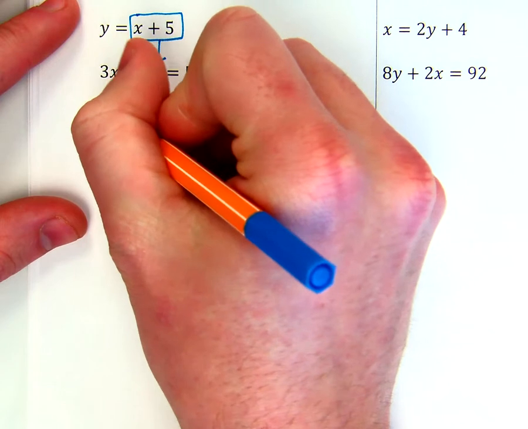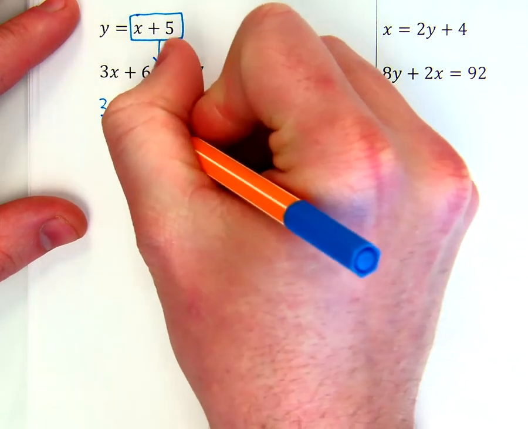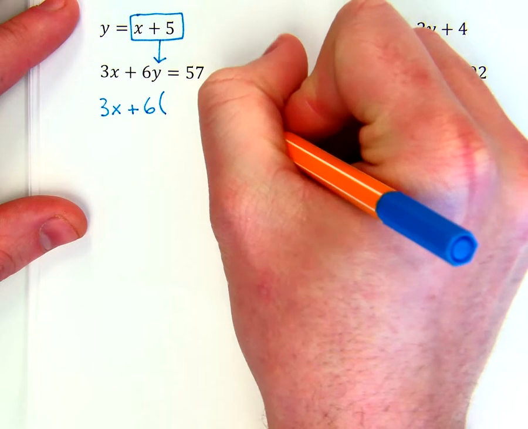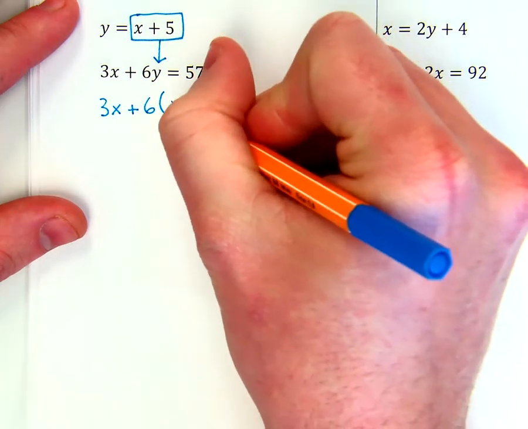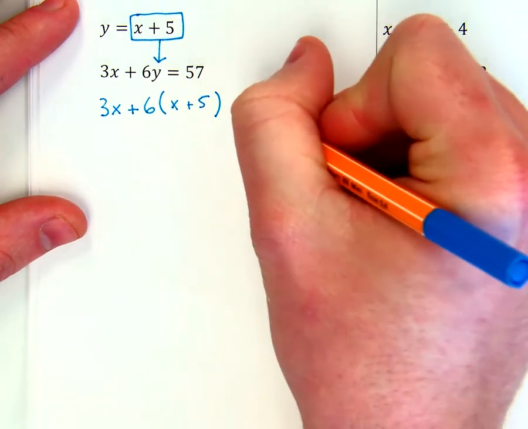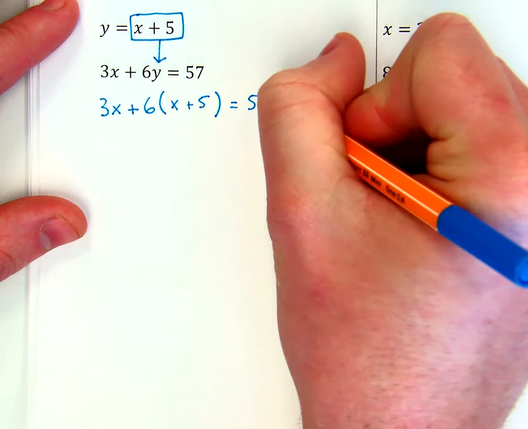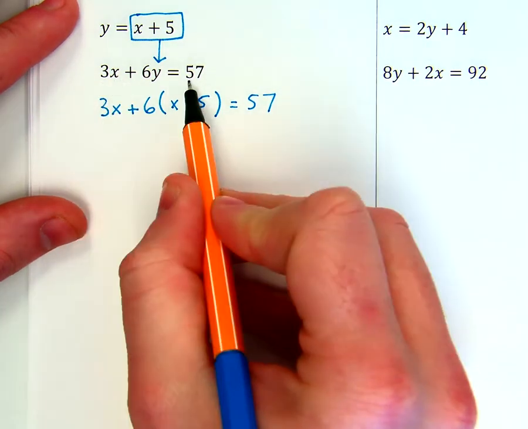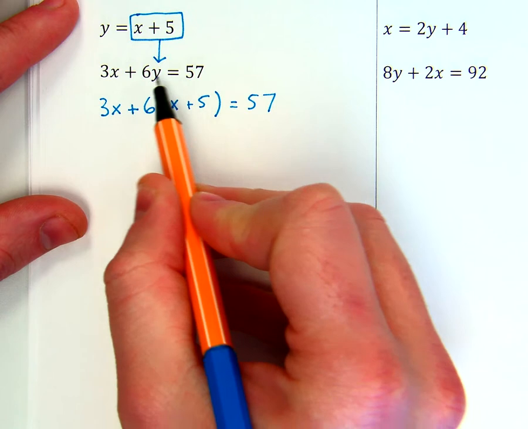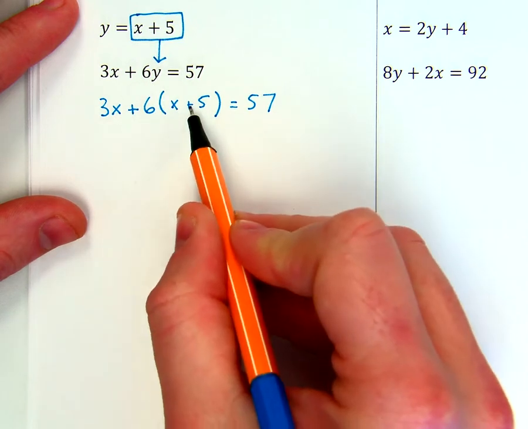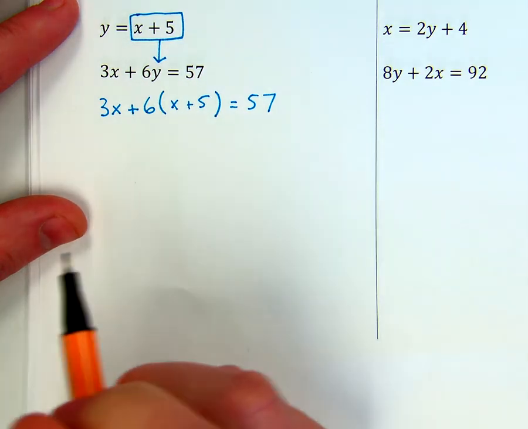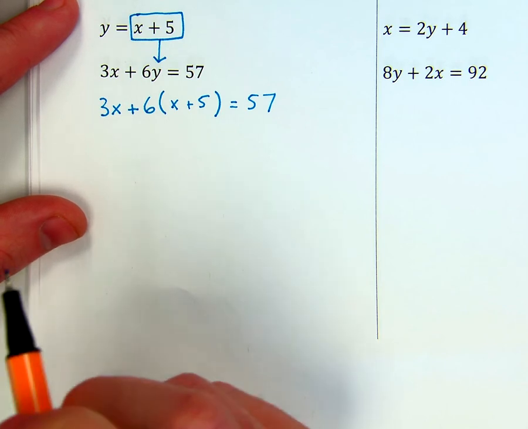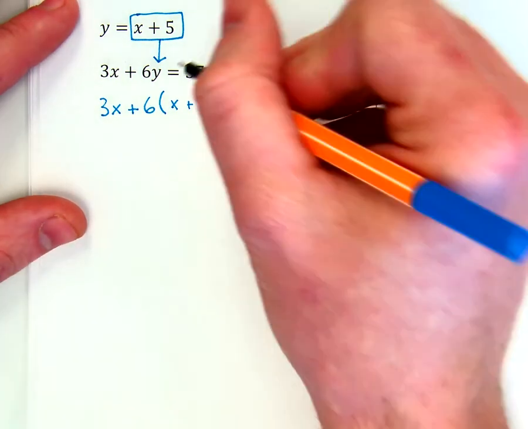When we rewrite the bottom equation, it looks like this. 3x plus 6, instead of y, we're going to create a parenthesis and place x plus 5 inside the parenthesis, equals 57. The newly written problem is exactly the same as the bottom equation, except instead of y, we've replaced it with x plus 5 inside of a parenthesis. At this point, we follow the familiar pattern of distribute, combine, solve.